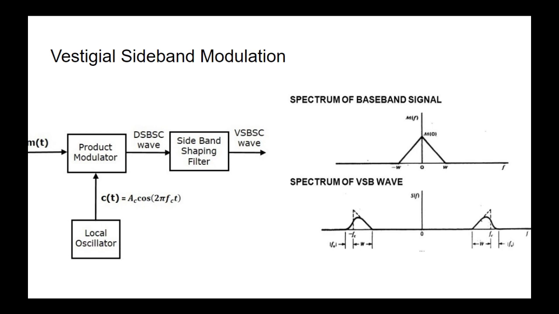And for demodulation of vestigial sideband modulation, we do the same method as we do in double sideband suppressed carrier modulation, that is the synchronous detection method. With the help of the synchronous detection method, we get the message signal from vestigial sideband modulation.